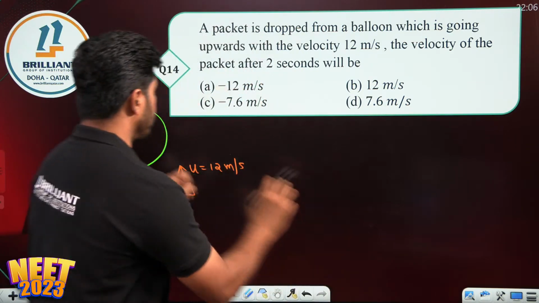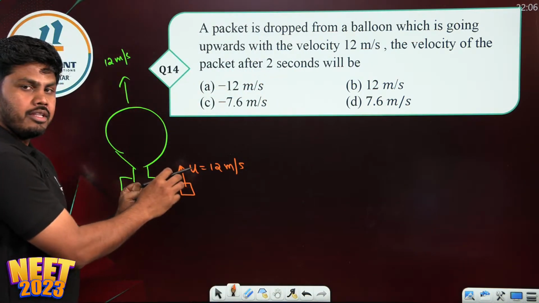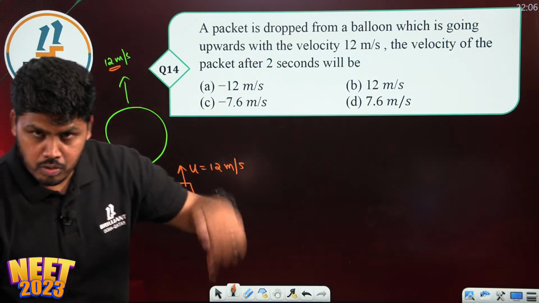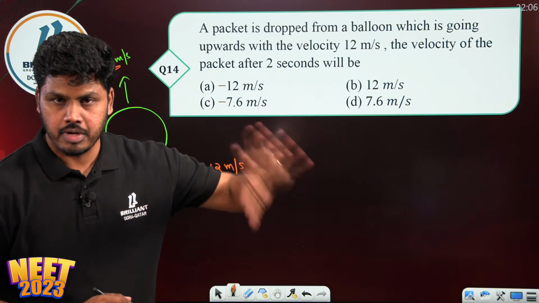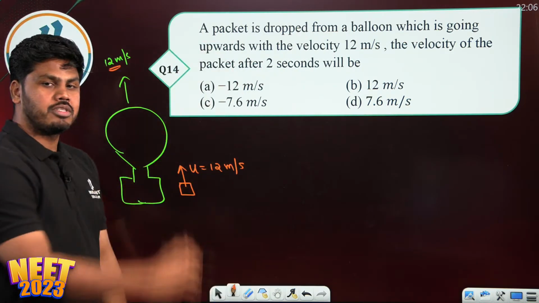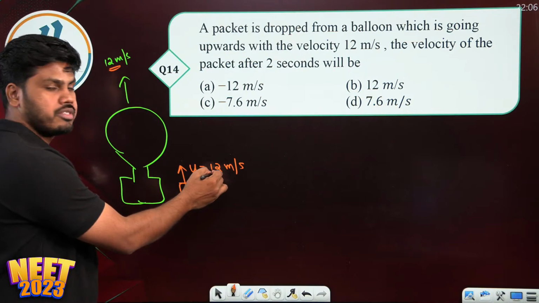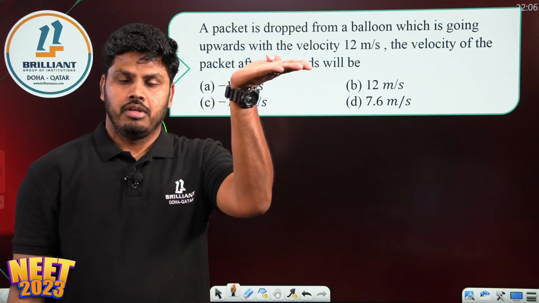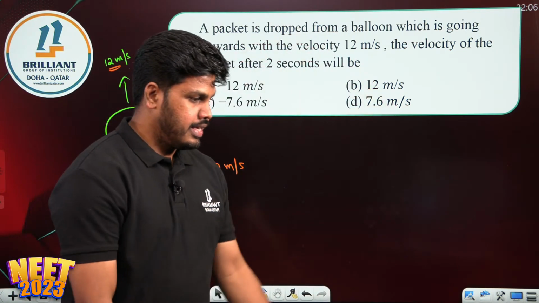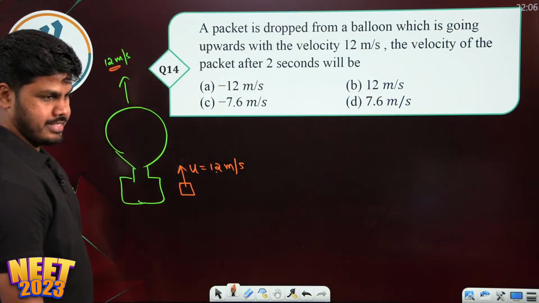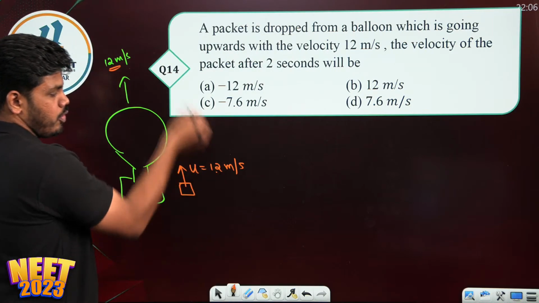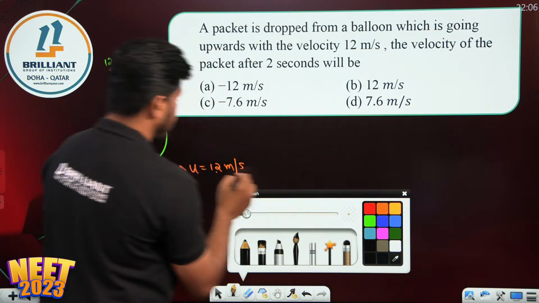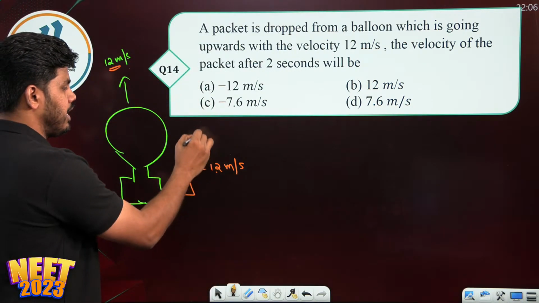So what happened to this balloon? The packet was going up with 12 meters per second in the balloon. Suddenly it is dropped. At the time of dropping, what was the velocity of the packet? 12 meters per second. Why? Because it was moving along with the balloon vertically upward. Is that okay? Yes, Hafiz, exactly. So this is going vertically upward. That is the only confusing factor here. It has an initial velocity of 12 meters per second vertically upward.